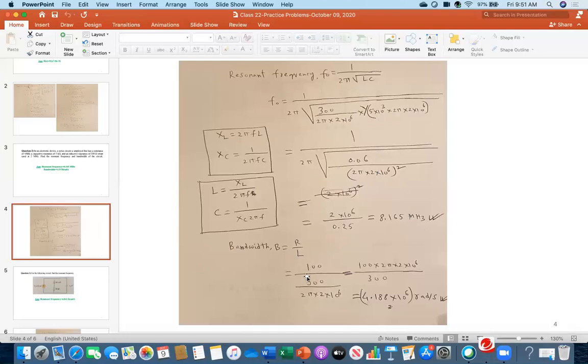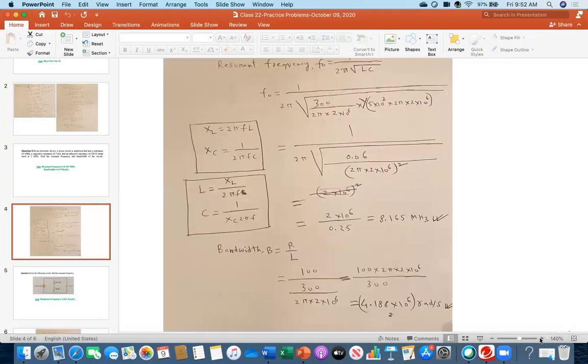So you see the bandwidth B I have expressed as 4.188 multiplied by 10 to the power 6 radian per second. That's why you can write 4.19 mega radian per second. Everybody, could you follow this calculation?